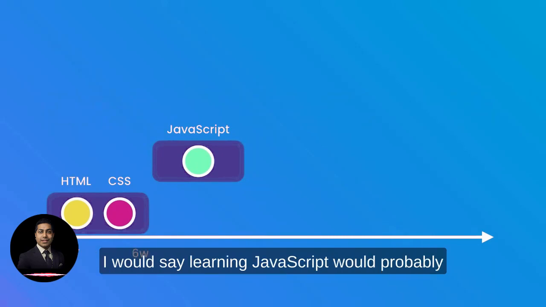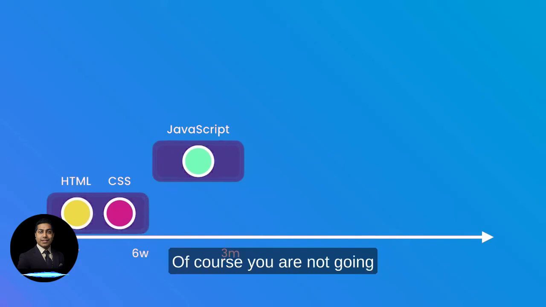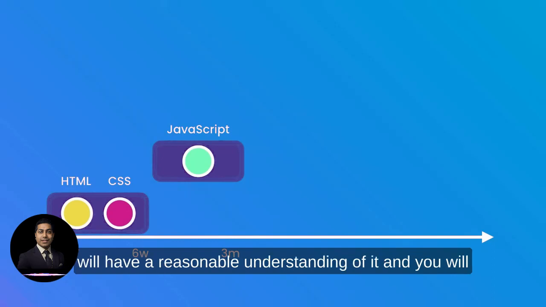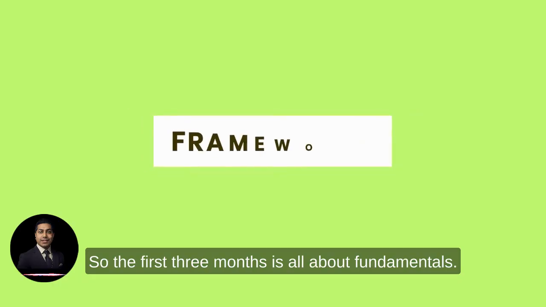I would say learning JavaScript would probably take another 6 weeks of your time. Of course, you're not going to become a JavaScript expert in just 6 weeks, but you will have a reasonable understanding of it and you will learn more and more as you work on different projects. So, the first 3 months is all about fundamentals.